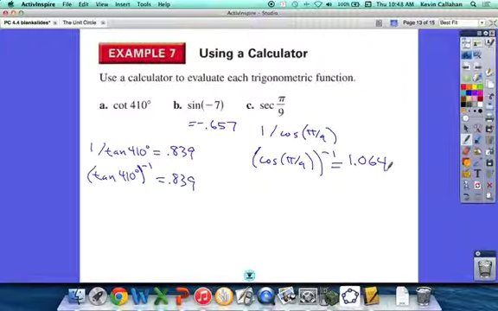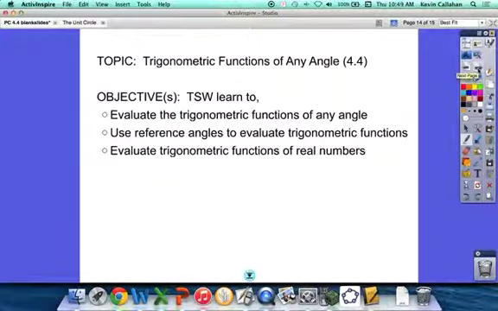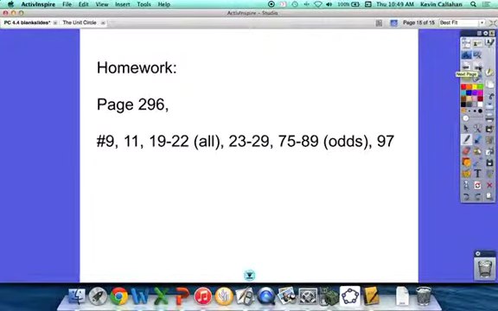Any questions about using your calculator to find these reciprocal functions? And we understand the mode. It's always something you just need to be asking yourself: what mode do I need to be in? And that's it. Now, the 75 to 89, that looks like a lot, but these are all just evaluate with your calculator. So I don't think that's actually going to be that much work. There's one word problem at the end.